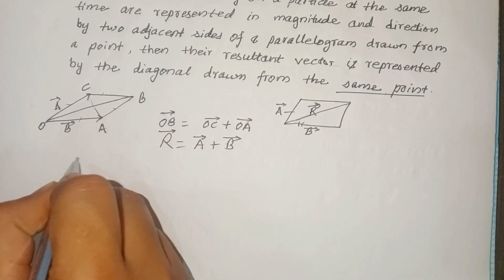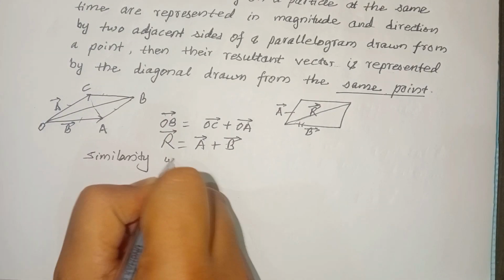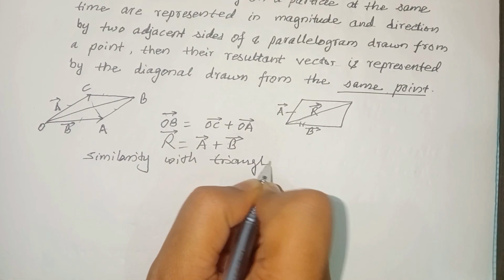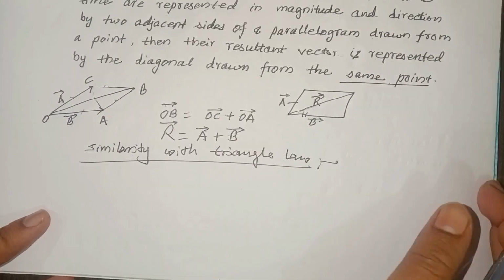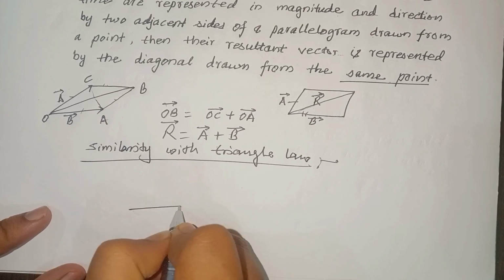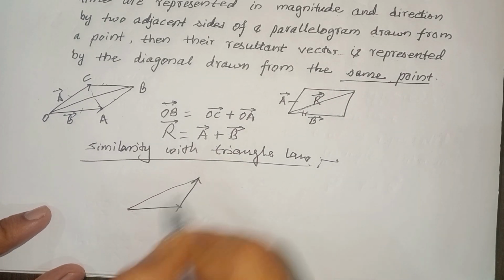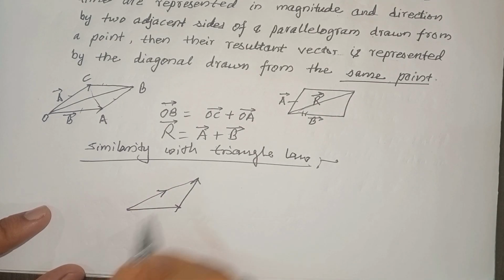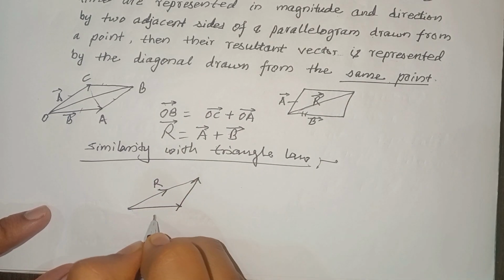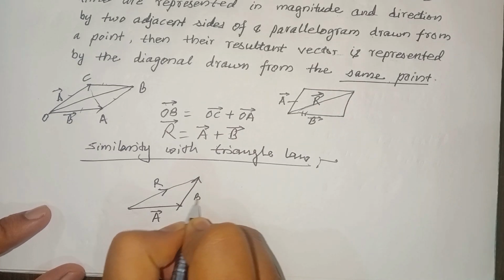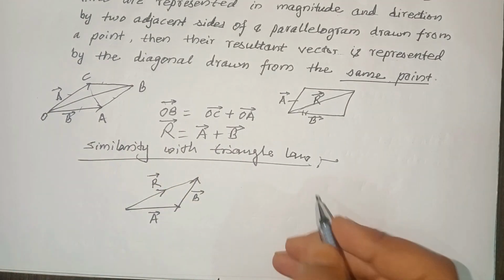You can give it a topic like similarity with the triangle law. Let's see, what is its similarity with the triangle law? What was the triangle law? The two vectors were in the same manner, okay, and the third side of the triangle in the opposite manner was the resultant, okay. This was the resultant. This was vector A and this was vector B.